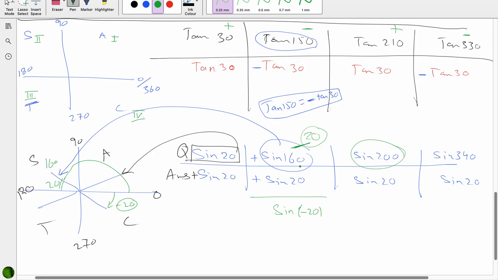Now sine of 160 lies in second quadrant, which is positive, but sine of negative 20 lies in fourth quadrant. There C is written, that is negative, so I need to put a negative sign here. So when I multiply this negative sign inside the bracket, the overall value becomes positive. Getting it?